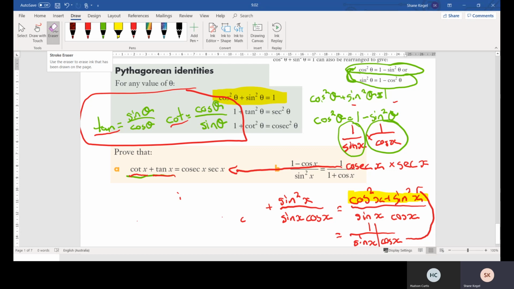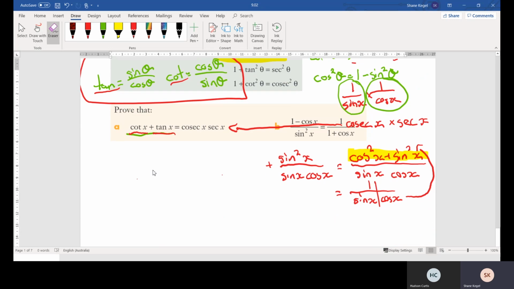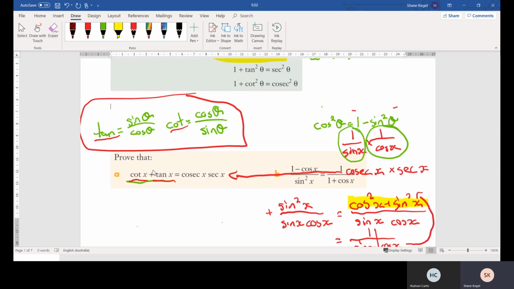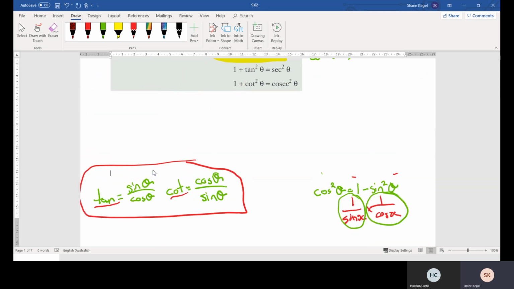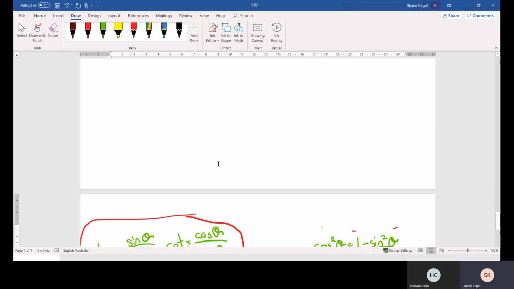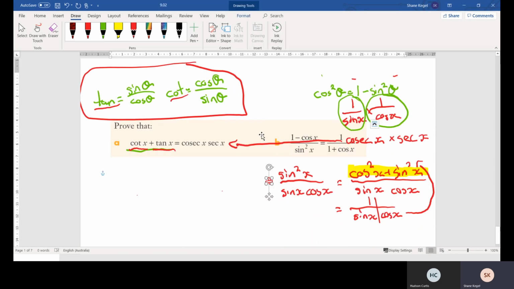Let's look at part B. I might do that on a new page, actually, to save me having to erase all of this, if I can get it working. That gives me a bit of space up here. Okay, so part B.